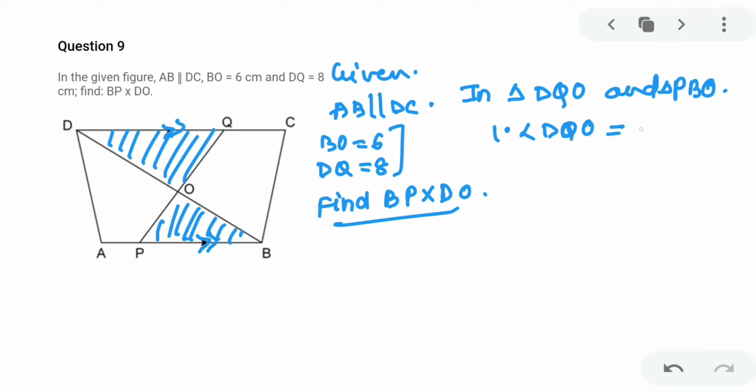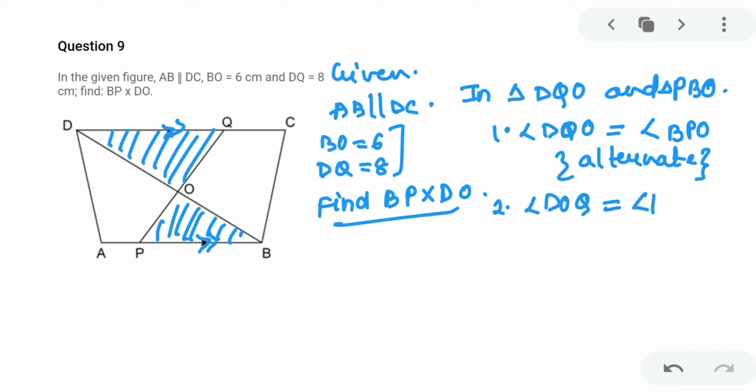Angle DQO is equal to angle BPO. Why? Because they are alternate angles, if the lines are parallel. And point number 2 you can write is angle DOQ is equal to angle POB, because they are vertically opposite angles, right? Hence, if you get two reasons in similarities, it is enough.